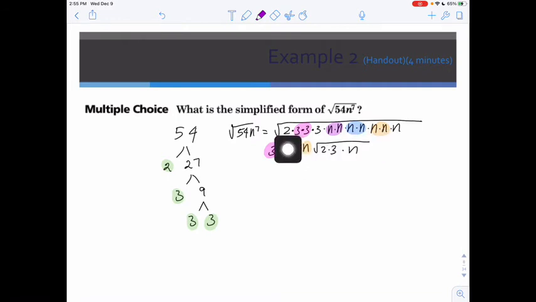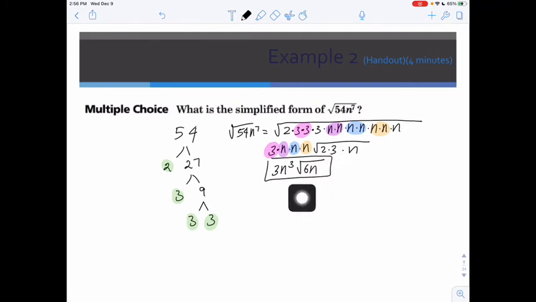Inside, we were left with a 2, a 3, and an n that did not have a pair, so they stay under the radical. Now we have 3 times n times n times n on the outside and 2 times 3 times n on the inside. We can go ahead and simplify the inside and the outside. We have 3, and then n times n times n becomes n cubed. Inside, 2 times 3 is 6, and n.